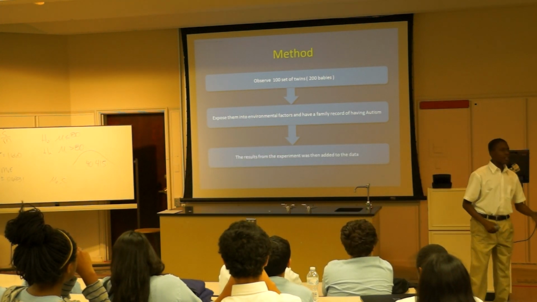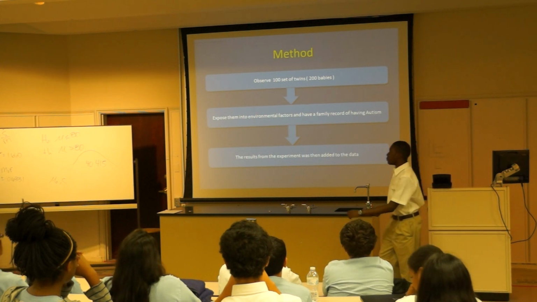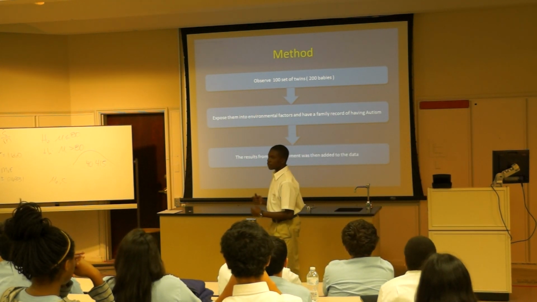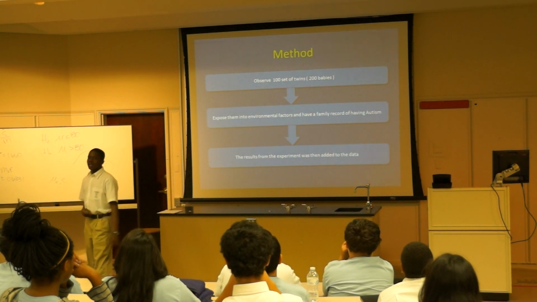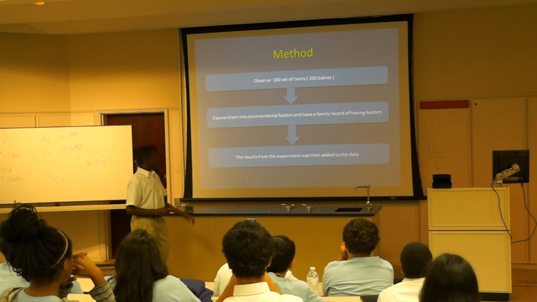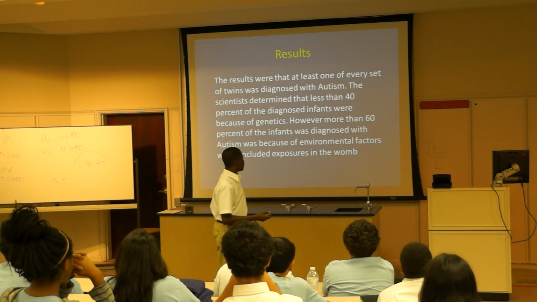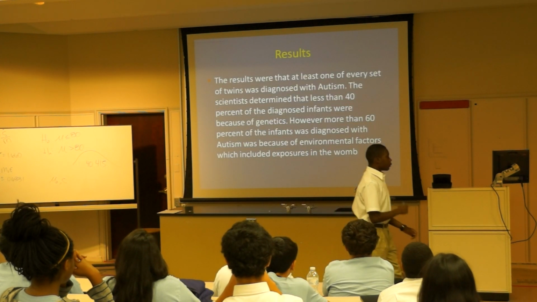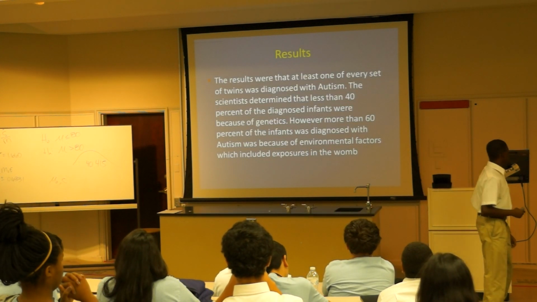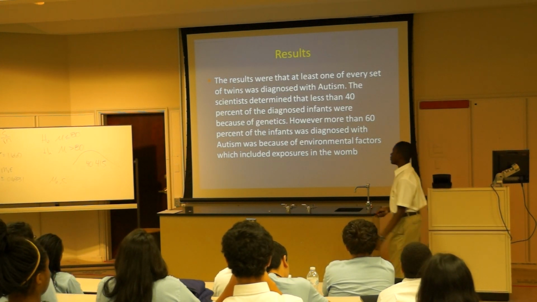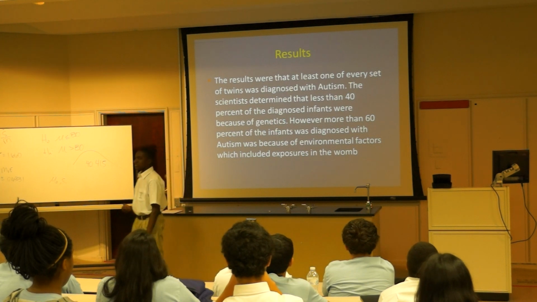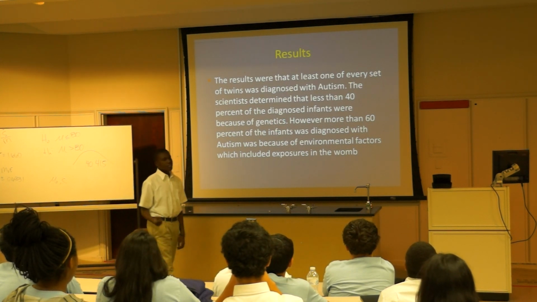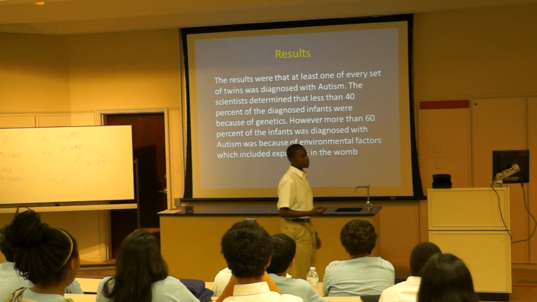Observe 100 sets of twins, expose them to environmental factors, and they have a record of at least one family member having autism, and their results were added to the data. The results were that at least one of every set of twins was diagnosed with autism. Less than 40% was diagnosed because of genetics, and more than 60% was diagnosed because of environmental factors.